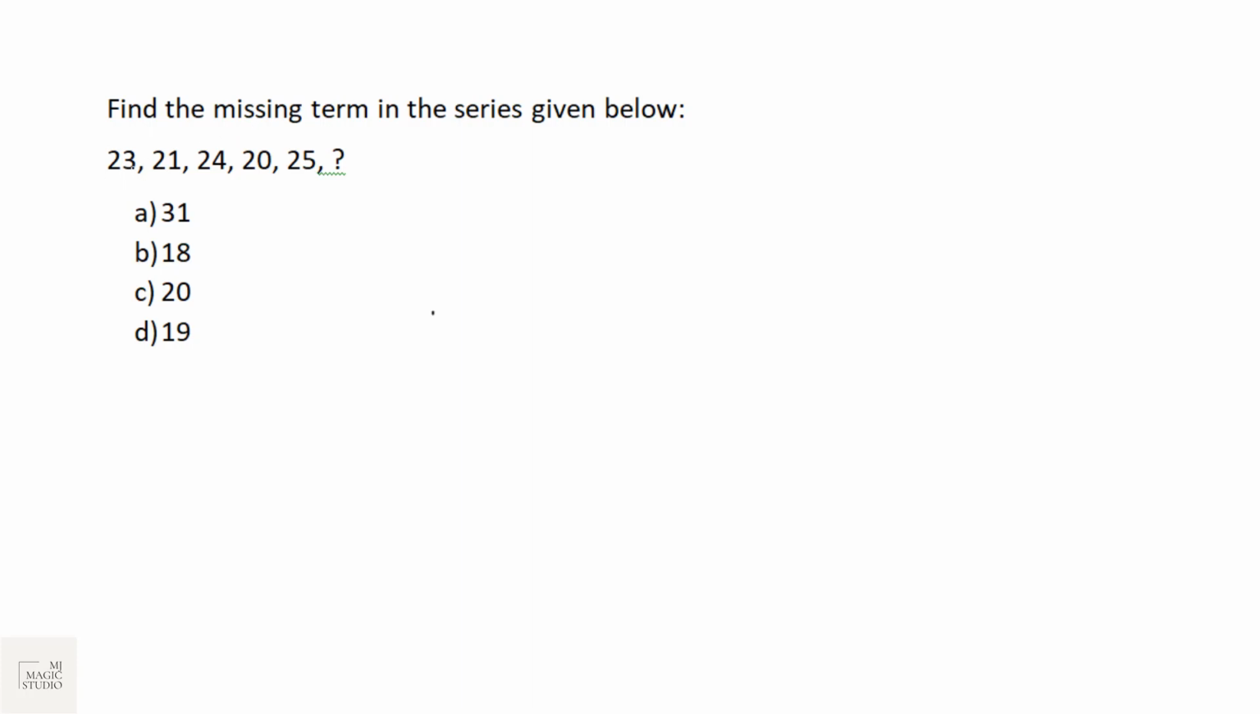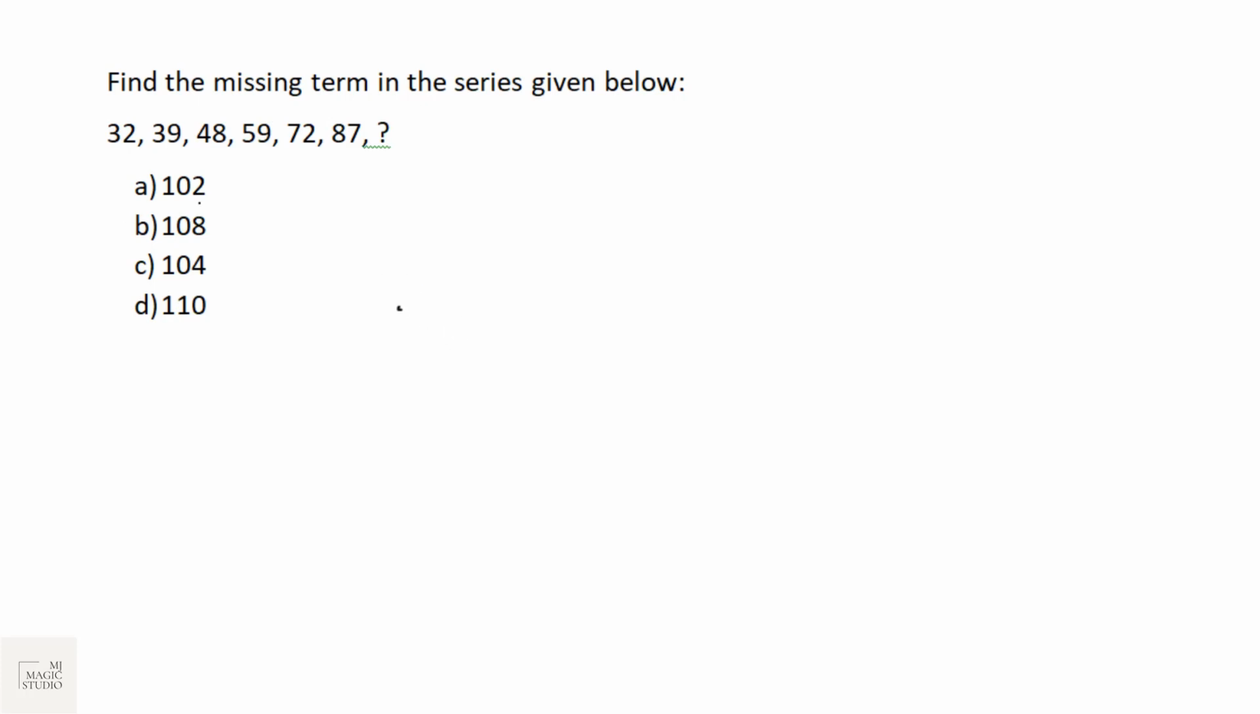Find the missing term. 23, then 21, then 24. Okay, so 23 plus 1 is 24, 24 plus 1 is 25. 21 minus 1 is 20, so the next one should be minus 1 again. That is 20 minus 1, that is 19. Yes, that we have in option D.